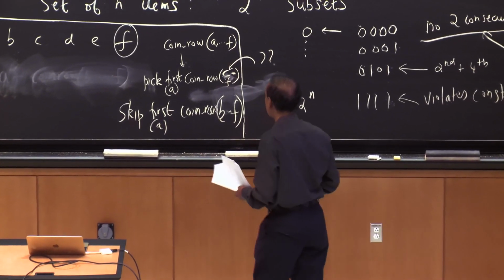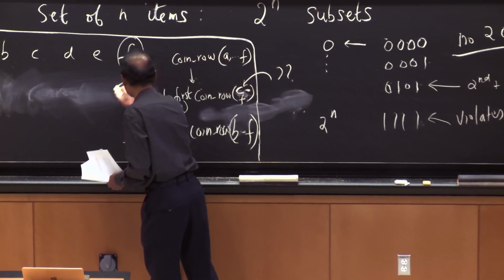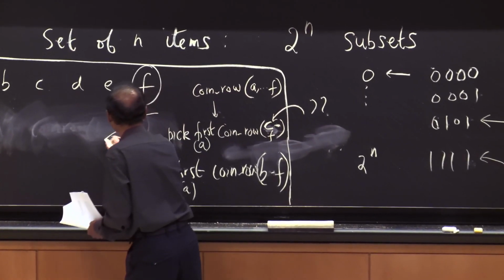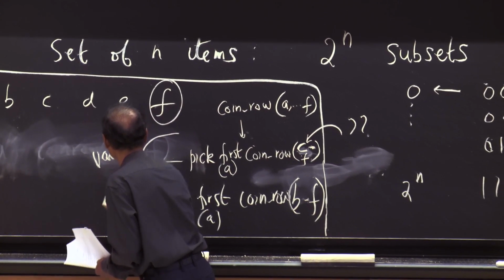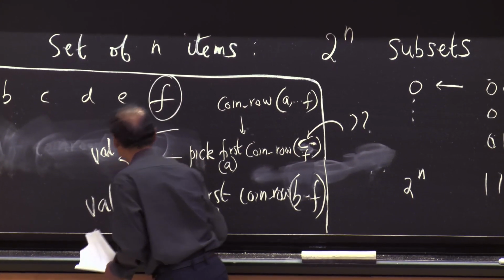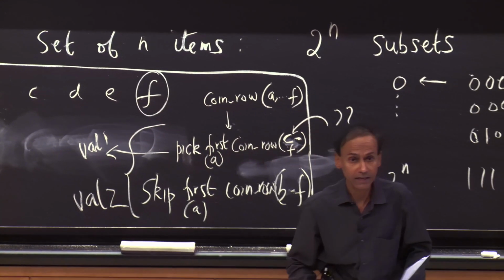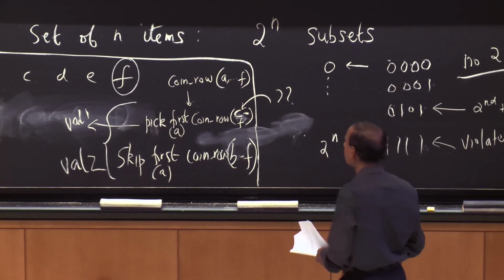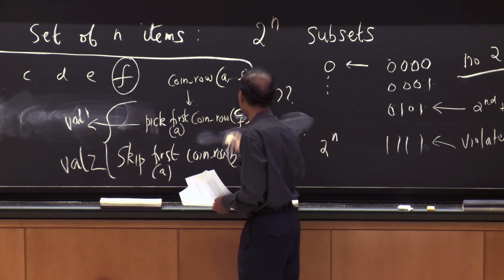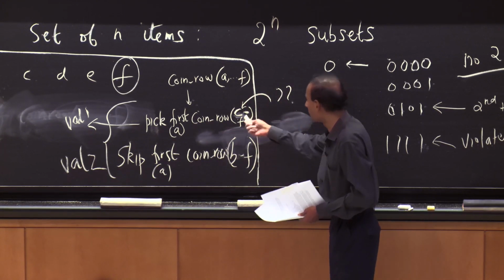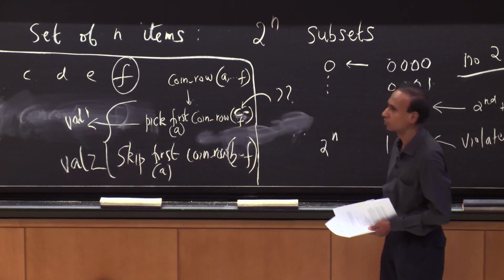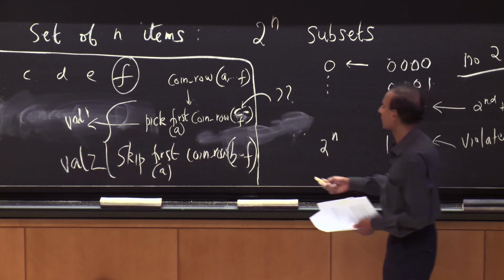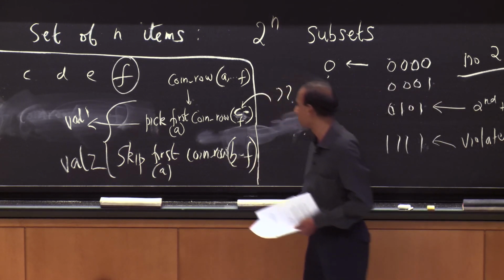One last thing. I did these 2 things. I'm going to get a value back for each of these. When I'm picking, I'm going to add the value A to the return value corresponding to coined row C through F. And in this case, I'm going to get simply the value corresponding to B through F.